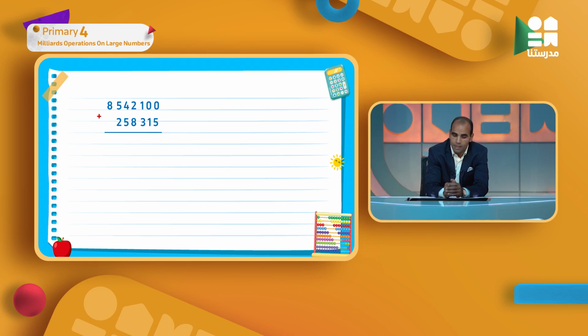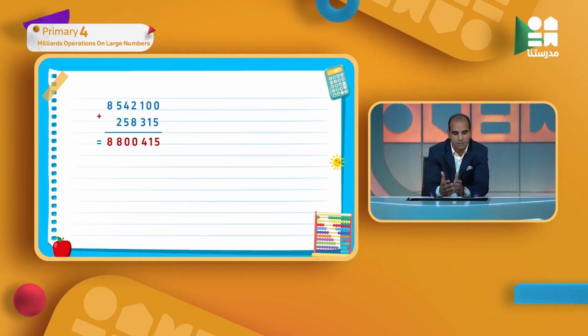Another example here, 8,542,100 plus 258,315. 0 plus 5 equals 5. 0 plus 1 equals 1. 1 plus 3 equals 4. Okay, as you can see here, 2 plus 8 equals 10. 10 is 2 digits, 1 and 0. Then we will write 0 and carry up 1 over 4. So 1 plus 4 equals 5. 5 plus 5 equals 10. Again, we will write 0 and carry up 1. 1 plus 5 equals 6. 6 plus 2 equals 8. And we will drop 8.